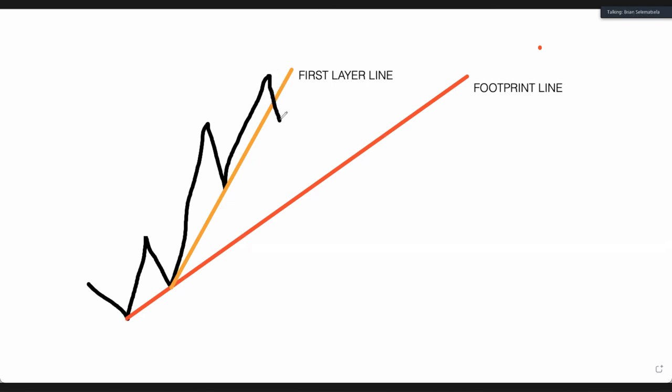Because when it breaks the first layer line, it means that the momentum is not as high as it was, because if the momentum of this trade was high, it would have continued going up. So for some reason, it didn't go up, and now we start to focus on the opposite direction of this trade. So we just simply wait for the breakout to happen.